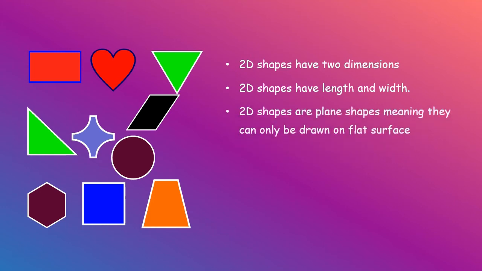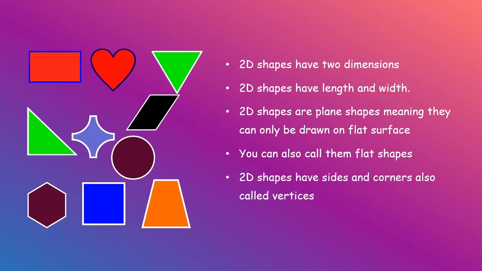Another feature about 2D shapes is that they are plane shapes. Plane shapes can only be drawn on flat surfaces. As a result, you can also call them flat shapes. Finally, 2D shapes have sides and corners as their properties. The corner or the corners are usually referred to as vertices, a vertex for singular. Great. Hope you are learning something.